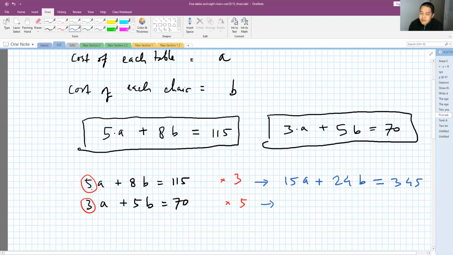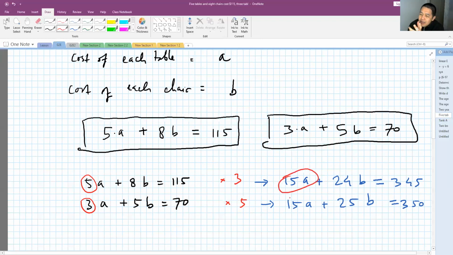Essentially, it's the same thing as the first one, but now we just want to make the coefficient of A the same. So if you do the second one by multiplying by 5, now we have 3A times 5, which gives us 15A, plus 25B equals 350. Okay, so now we have these 2 equations after we multiplied by these numbers 3 and 5.